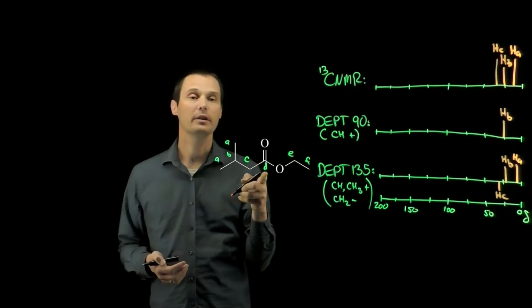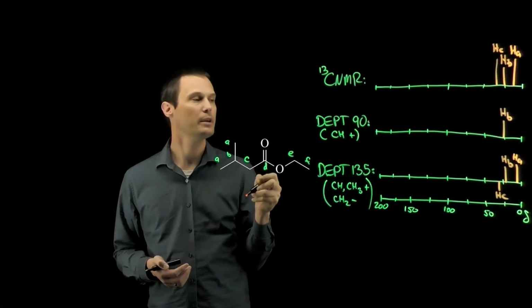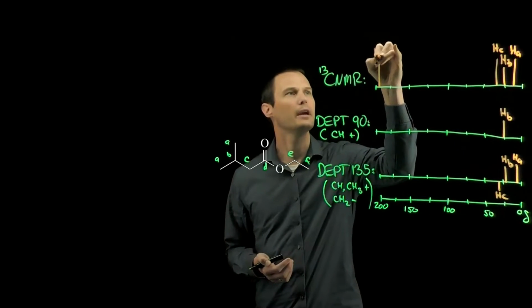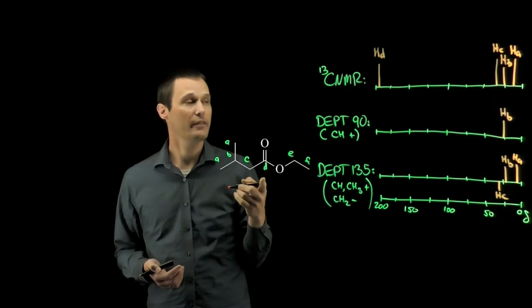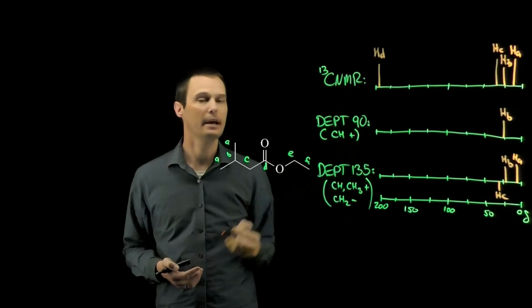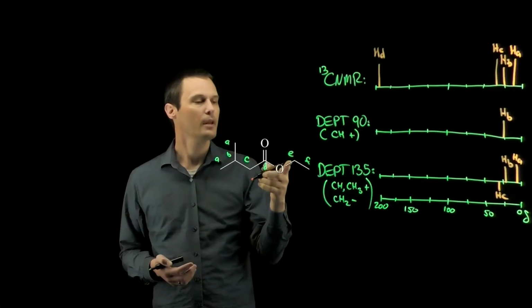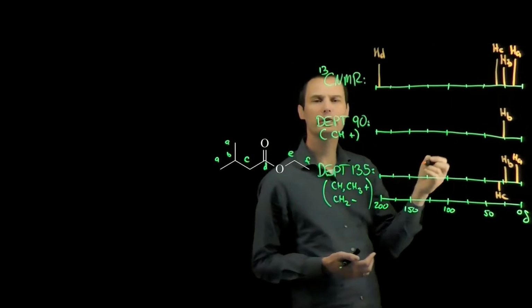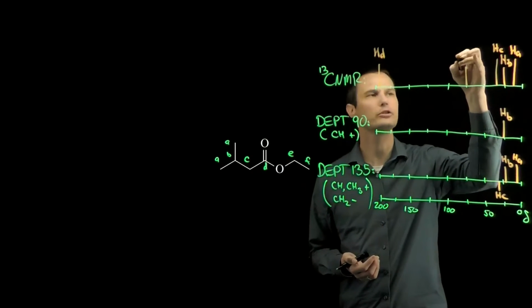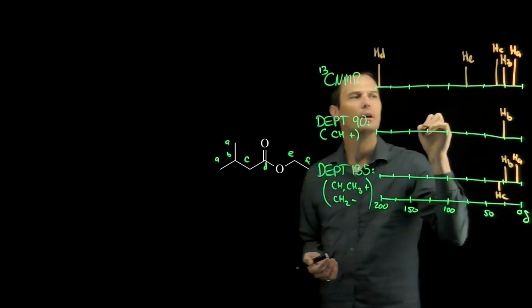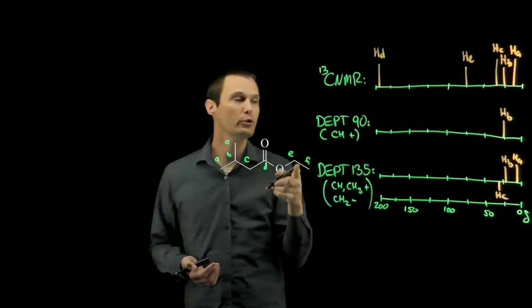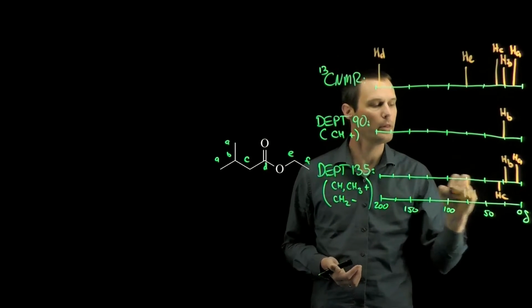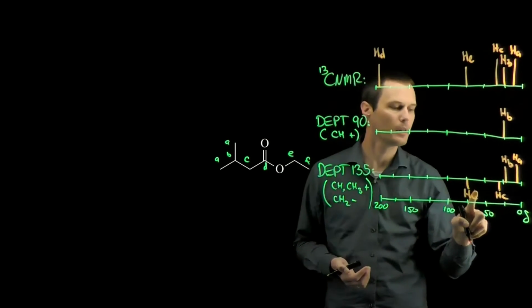D is part of the carbonyl, so the carbonyl will be over on the left side of the spectrum, around 200 or so. This will be D. It does not have any hydrogens attached to it, so it will not show up in the DEPT 90 or the DEPT 135. E is a carbon next to an oxygen, so it will be in the 50 to 100-ish range, so we'll put it here for E. It is a CH2 group, so it will not show up in DEPT 90, and it will be a negative signal in the DEPT 135. That's carbon E.